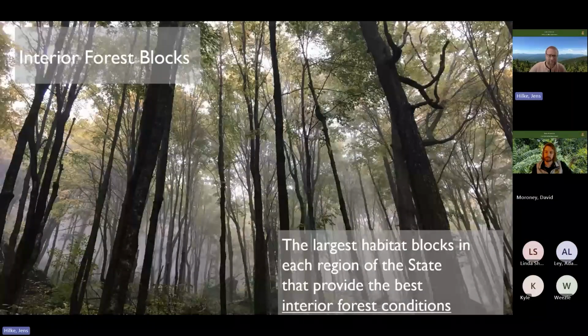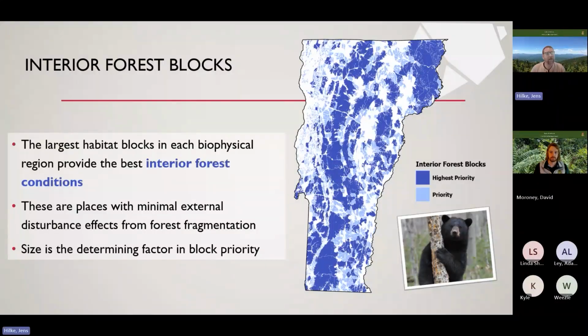So that first one is interior forest blocks. And here we're talking about really the largest forest blocks in each region of the state that provide for interior forest condition. As you look at the map, please understand the Champlain Valley, Middlebury is radically different than the spine of the Greens. There's much more biological diversity in the Champlain Valley, and yet the forest blocks tend to be a lot smaller. And so we set different thresholds for what the largest interior forest blocks in the Champlain Valley are versus the spine of the Greens or the Northeast Kingdom.